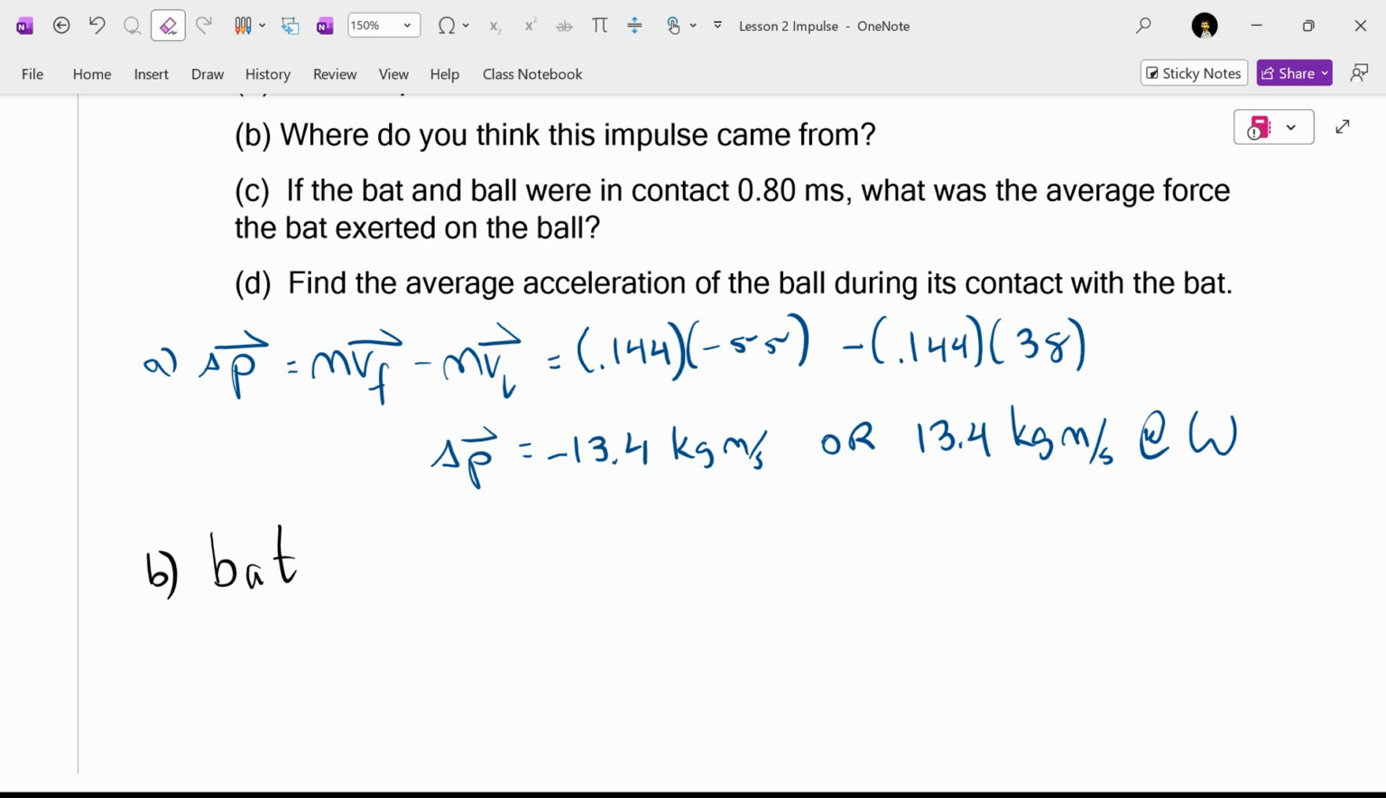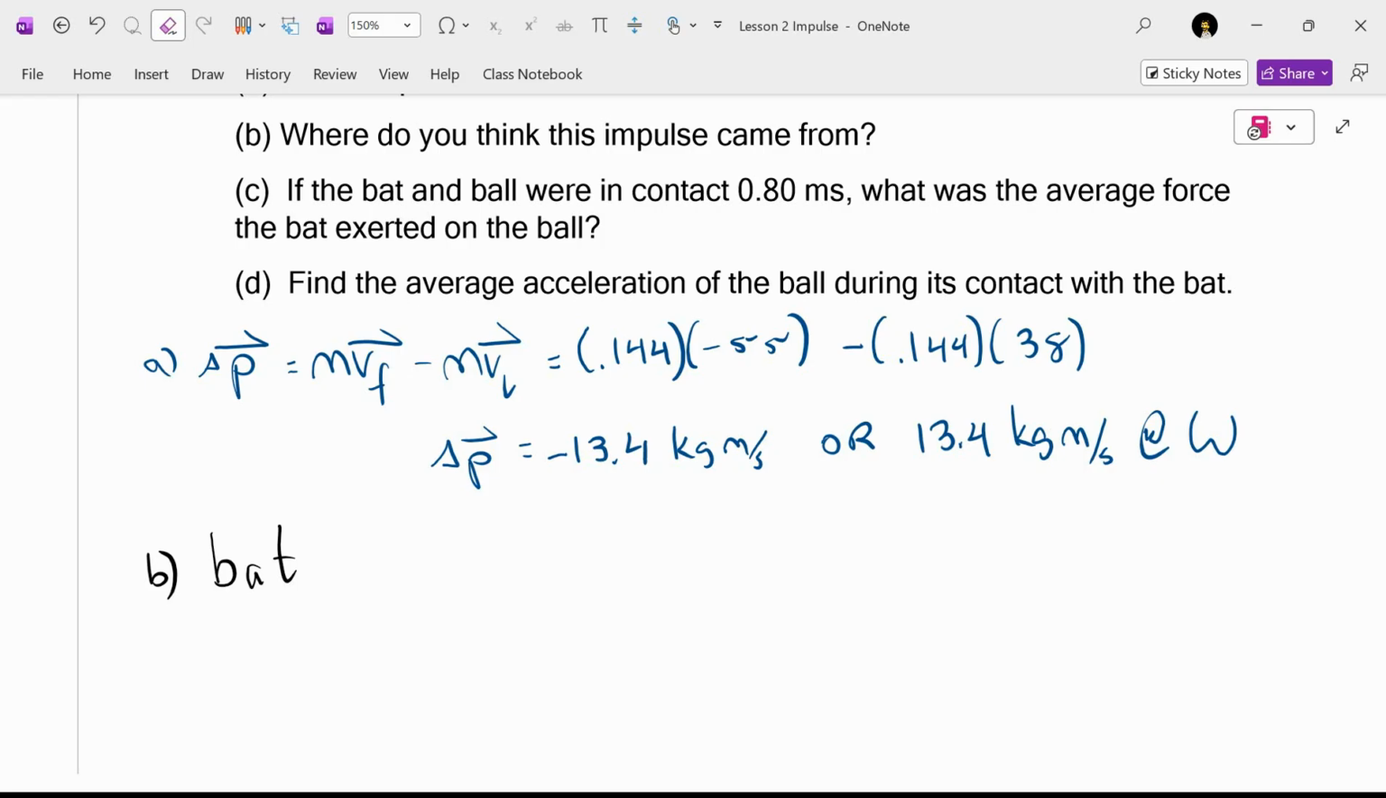Let's visualize this. Sorry for those of you watching on YouTube, but I'll keep the recording going. So here's the baseball coming in. What direction was it traveling initially? East. East is that way. It's coming in at 38. Which direction did it end up going? And faster. So here's the change in momentum.